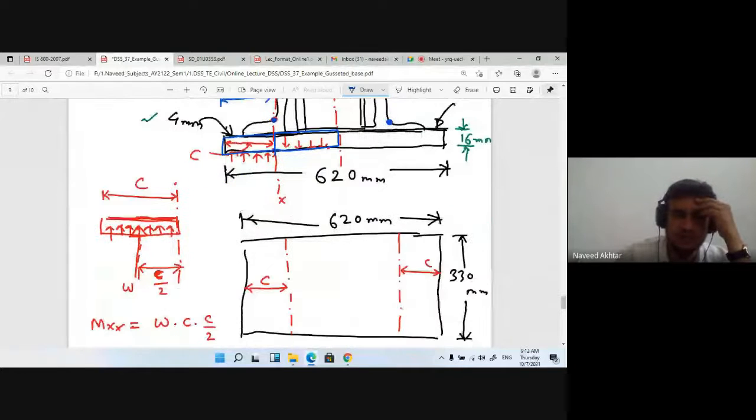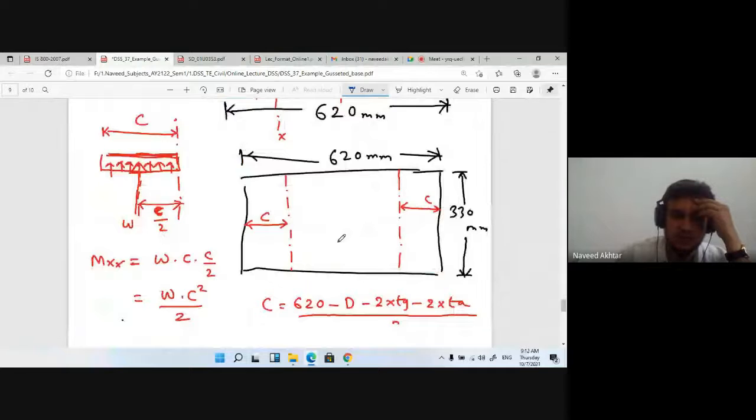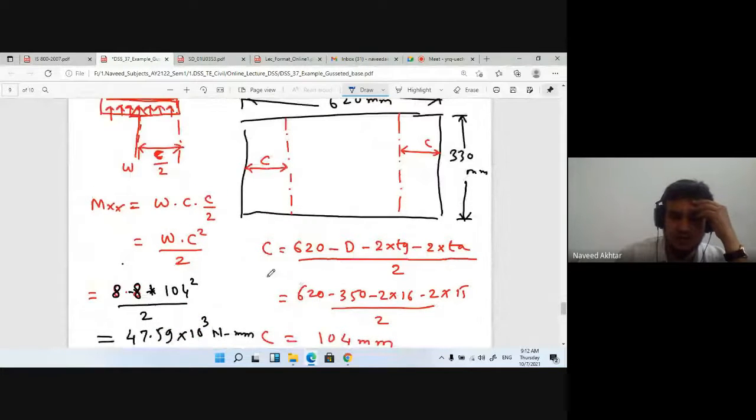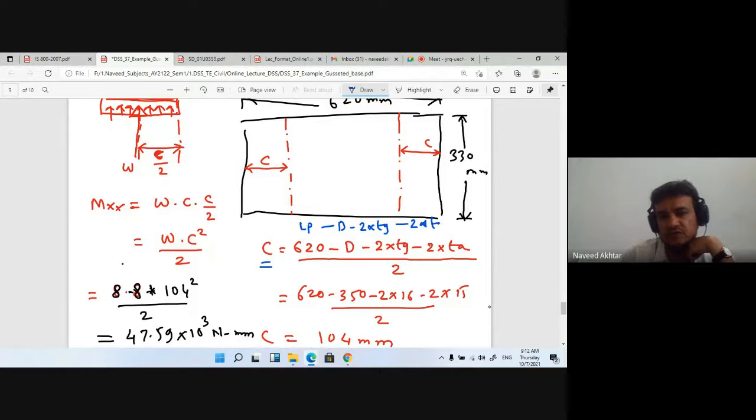So if you find out the critical section load, you can calculate the maximum moment. And you can find out the value C, that is the cantilever part of your base plate. 620 is the length of your plate, so the depth of column D minus 2 times the thickness of the gusset plate minus 2 times the thickness of your angle will give the value, divided by 2.